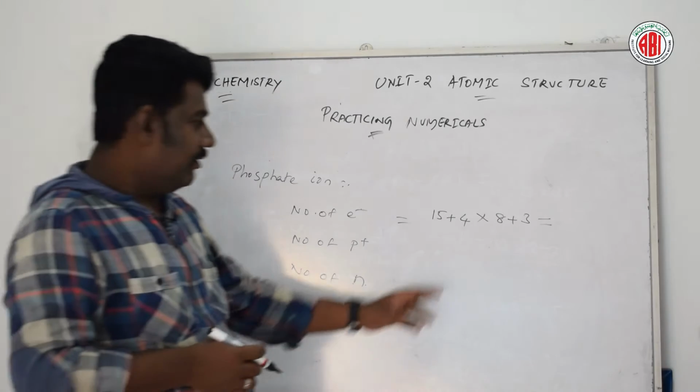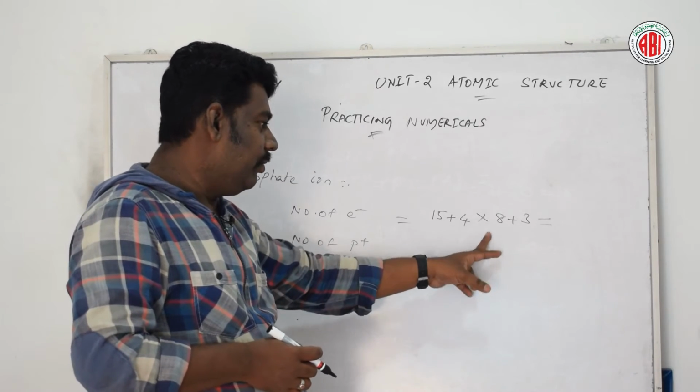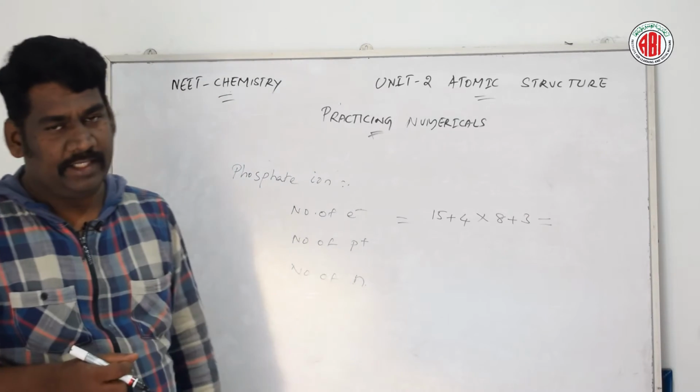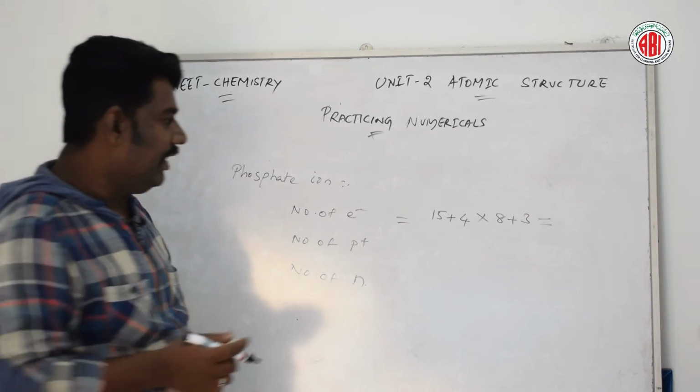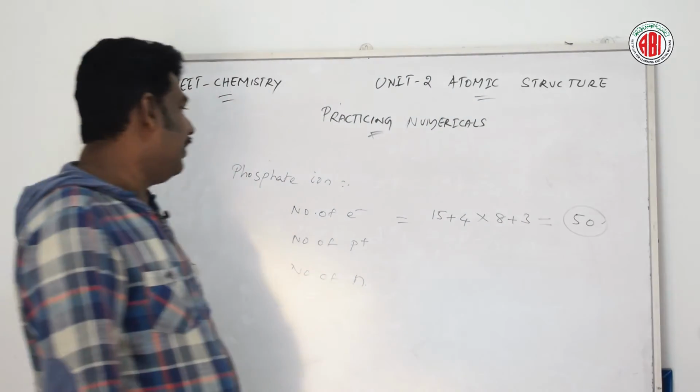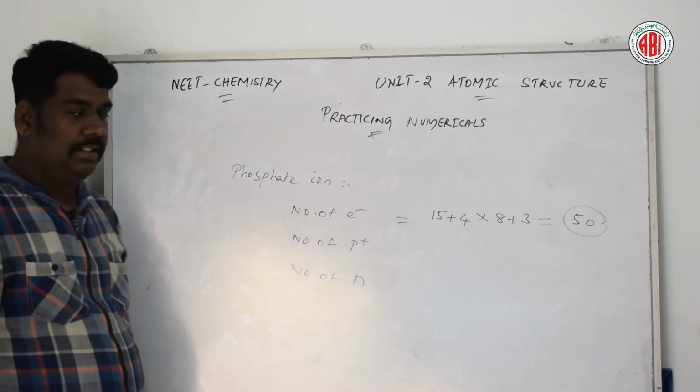Yes, 15 plus 4 into 8 plus 3. That is the number of electrons for the phosphate ion. Simplifying this we will get 50. So the number of electrons present in the phosphate ion is 50.